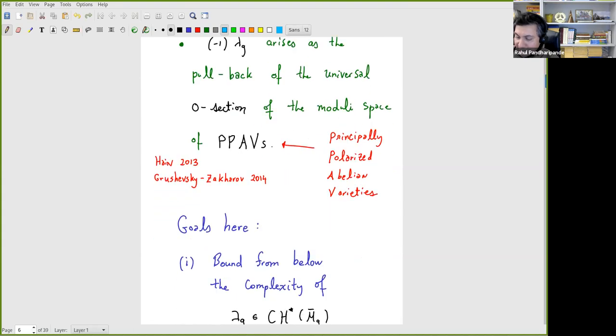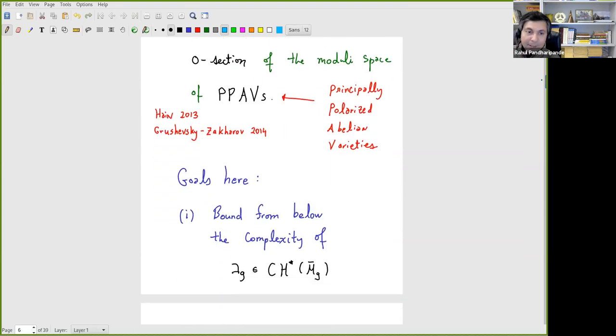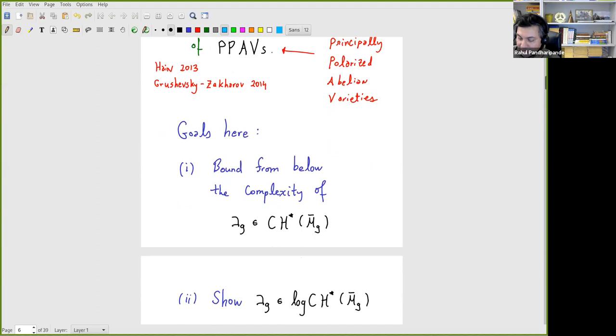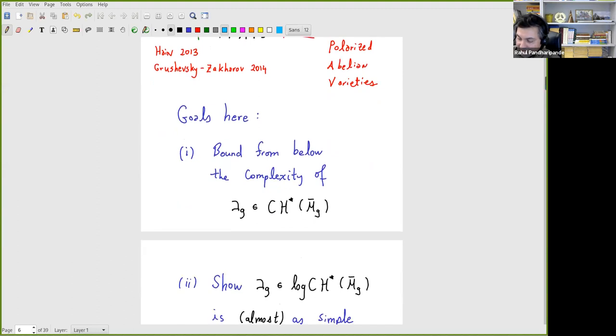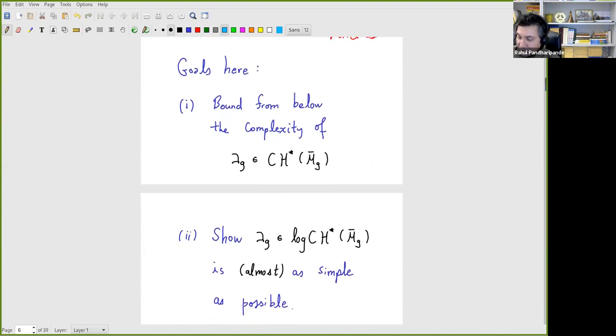So the goals here are to tell you a little bit about lambda g. In the first part of the talk, I'm going to try to explain to you how it's a complex class. It's not simple. I'll bound from below the complexity of this class. And then the second part is that I'll show that when I consider it in log Chow, it's almost as simple as possible. So they're kind of opposite views, and that's somehow the point of the talk, these two opposite views. So I hope I'll be able to convince you of these two.